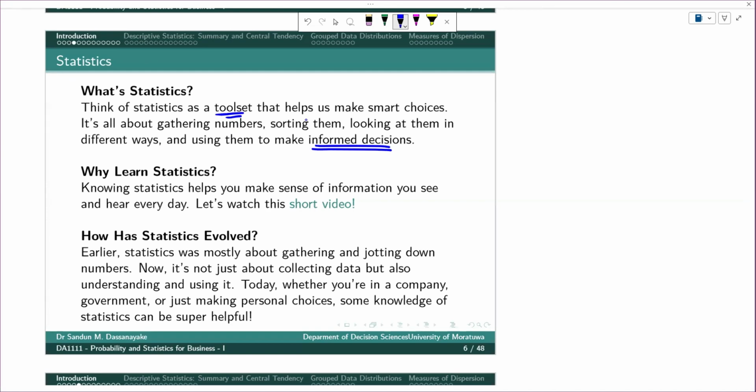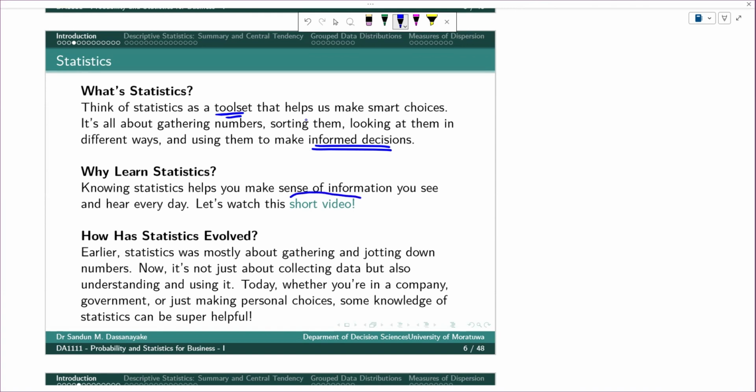As you can see, the sentence includes several key things. It's about smart choices, it's about gathering numbers, data, and looking at them in different ways and using them to make informed decisions. Now, statistics, as I said earlier, is a combination of different statistics. You can think of it as statistics because it's always about a combination of different statistics, right? So why learn statistics? Knowing statistics helps us to make sense of information you see and hear every day.